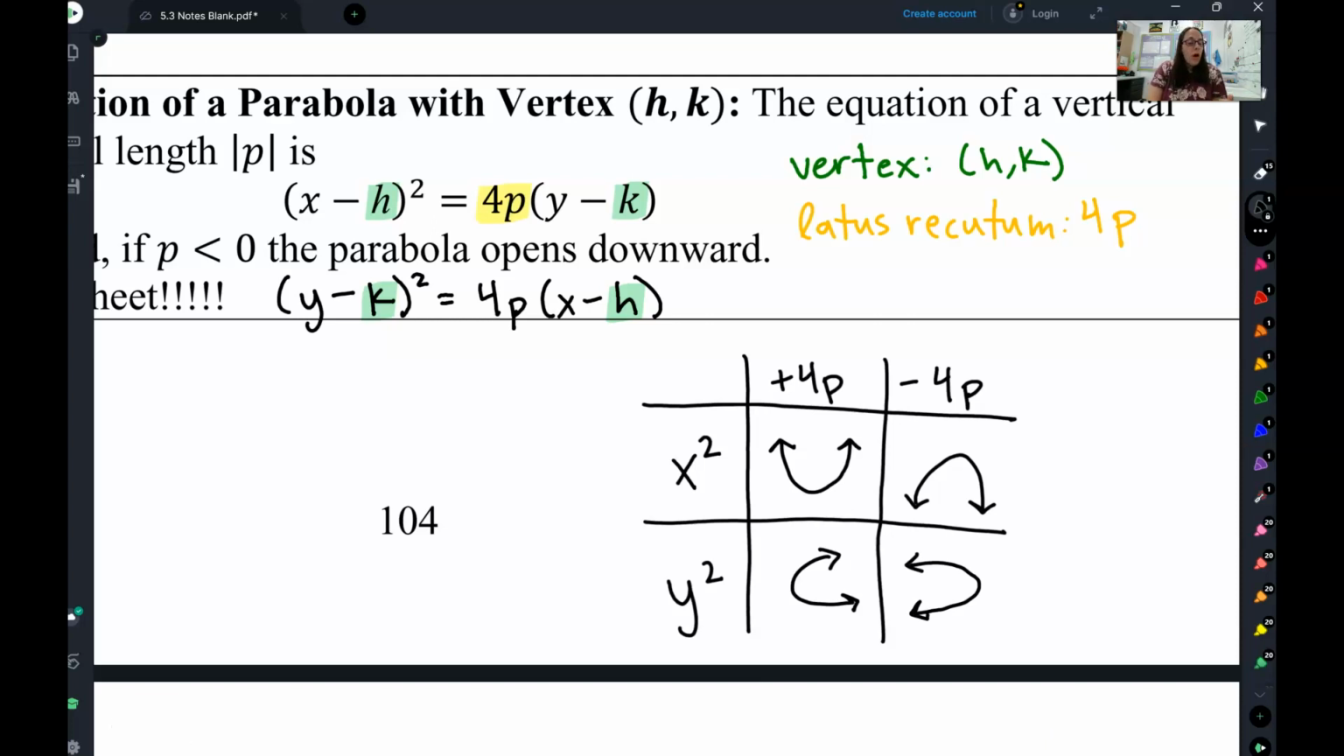So that should be all the information you need to know about parabolas. In the next video, we'll actually start to apply all this information to practice graphing these.